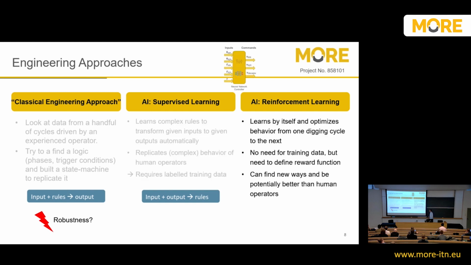And then the third option is we can use reinforcement learning. Here it learns by itself, and then it optimizes the digging behavior after each bucket filling. And here we don't need any labeled training data. We don't need any training data collected from a human operator. But we instead need to define a reward function, which can be quite challenging and tricky to get correct, so that the machine is doing what we want it to do. And then this has the potential of being even better than the human. So that is why this is a very interesting approach to do.